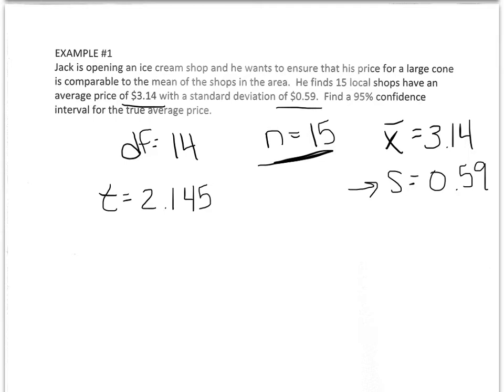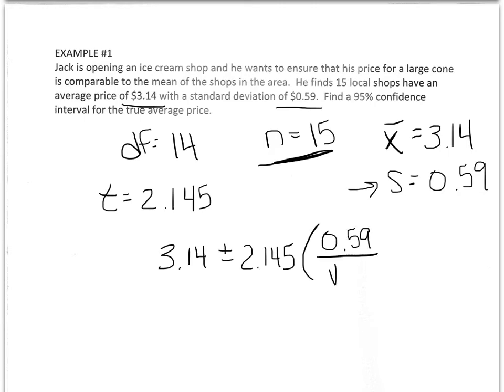Everything else about this is identical to the problems we did last section. I'm still going to take my x-bar value. I'm still going to add and subtract a number. In this case, instead of z, it's going to be this 2.145 t-score that I found. I'm still going to take my standard deviation, but now it's from the sample. And I'm still going to put it over the square root of the sample size. Not the 14, but I use the 15, sample size.